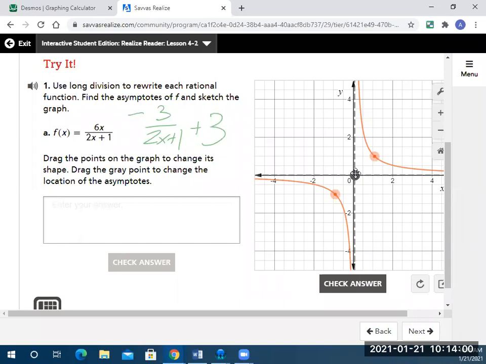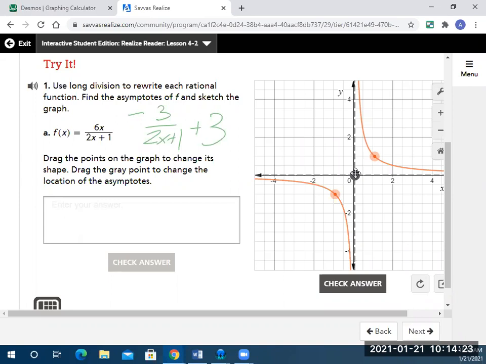What's 2 times -1/2? -1, right? And then what's -1 plus 1? 0. So if you plugged in -1/2 for x, that would make your denominator 0. And again, you cannot have your denominator be 0, right? You can't divide anything by 0. So our domain is x does not equal -1/2.